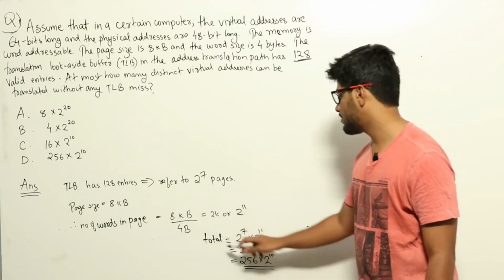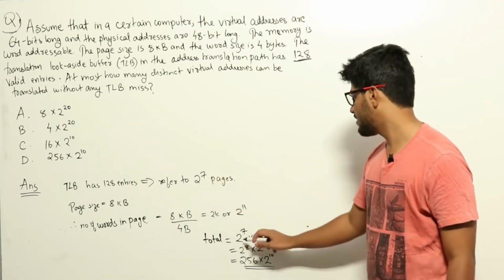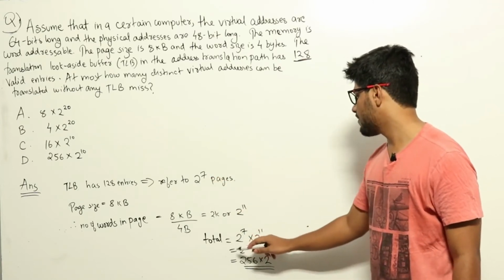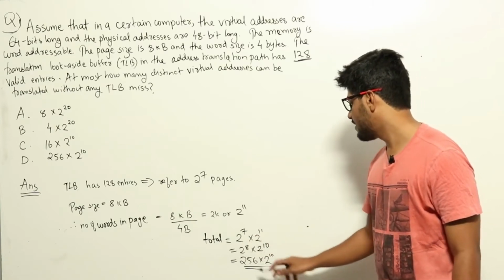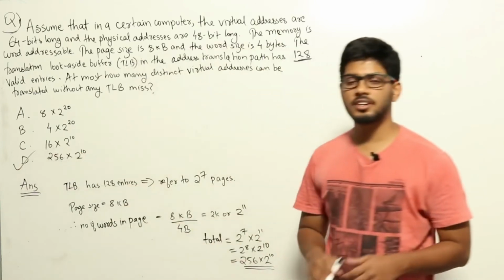Therefore the total number of words will be 2 power 7 pages, that is what we got from here, into 2 power 11. That will be equal to 2 power 8 into 2 power 10, that is 256 into 2 power 10. Looking at options, that is option D.